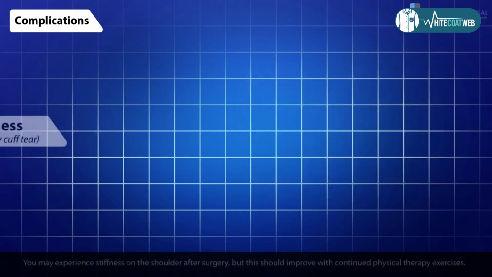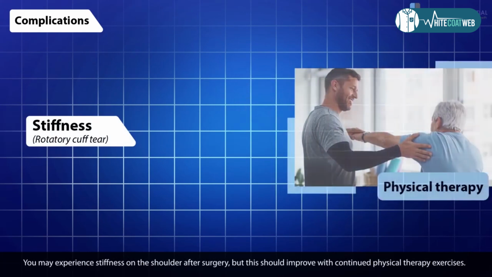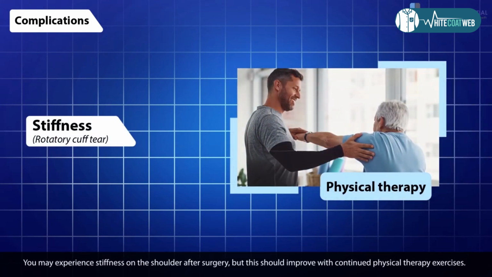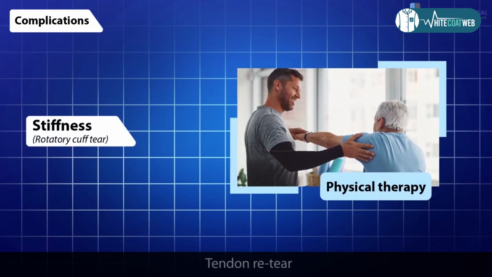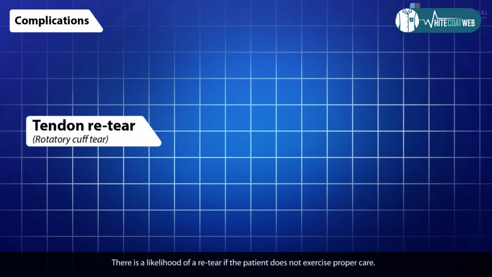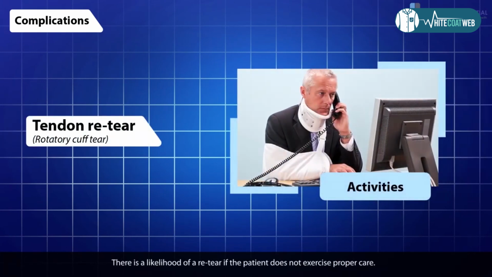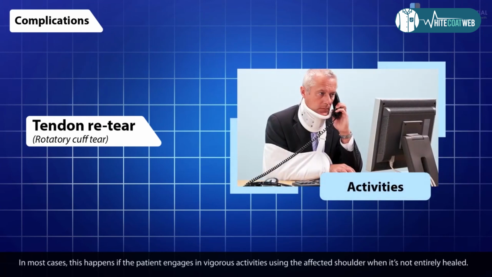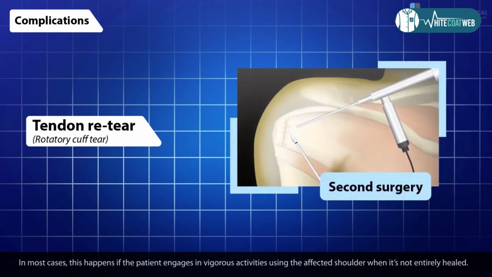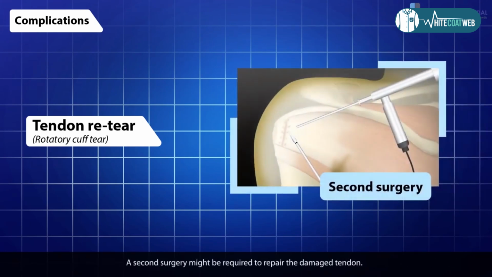Stiffness. You may experience stiffness in the shoulder after surgery, but this should improve with continued physical therapy exercises. Tendon re-tear. There is a likelihood of a re-tear if the patient does not exercise proper care. In most cases, this happens if the patient engages in vigorous activities using the affected shoulder when it's not entirely healed. A second surgery might be required to repair the damaged tendon.